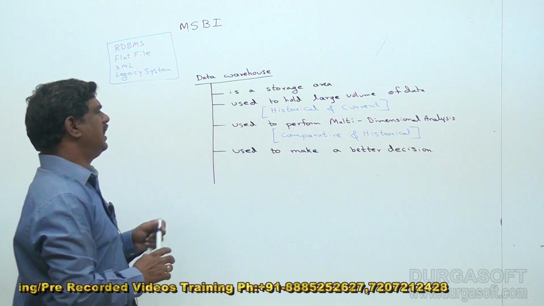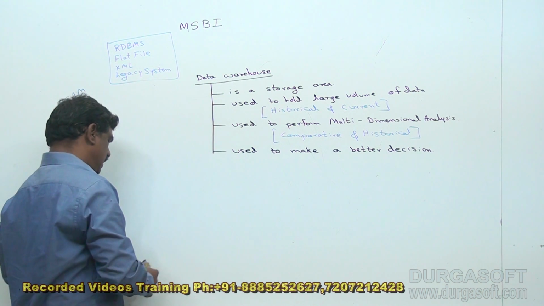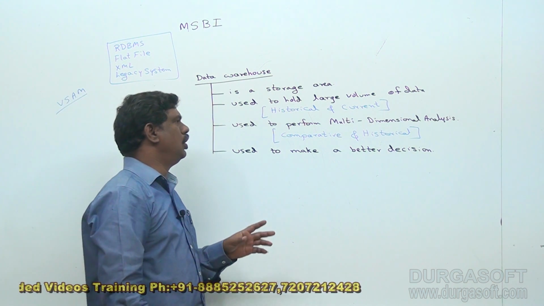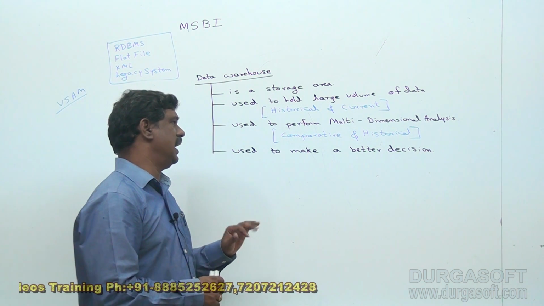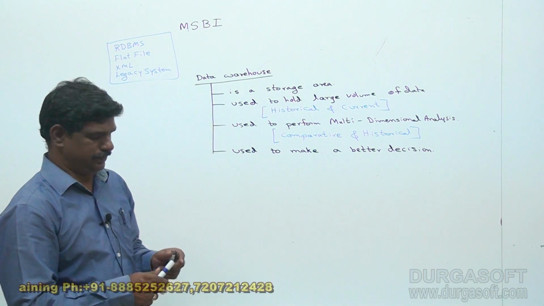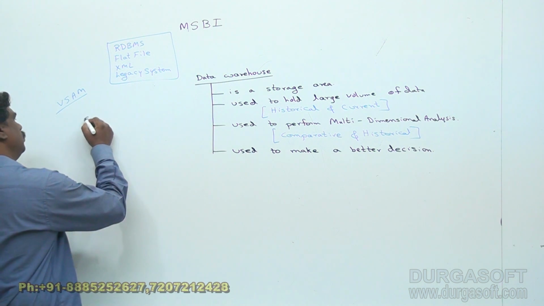So what does data warehouse mean? We'll say that it is a storage area used to hold a large volume of data, used to perform multi-dimensional analysis, used to make a better decision. This is a general definition of data warehouse.